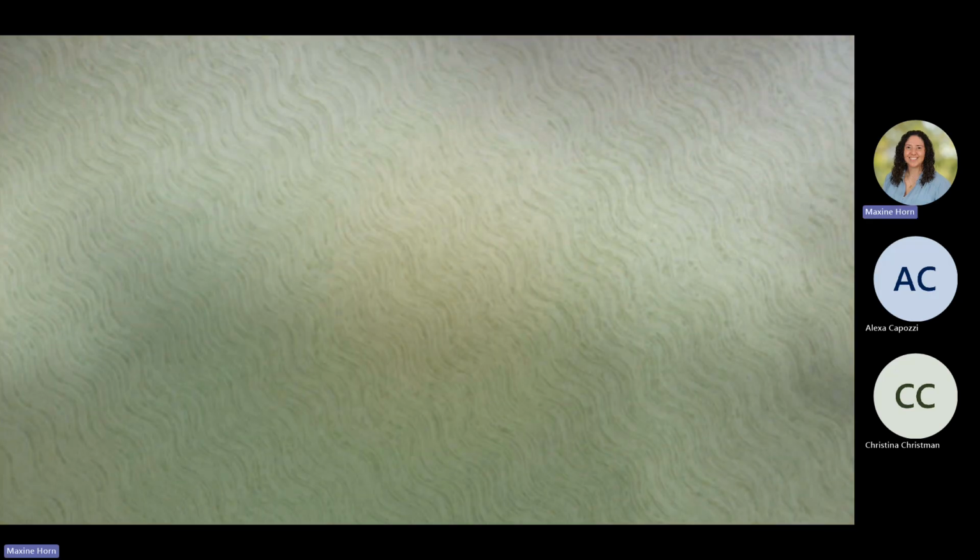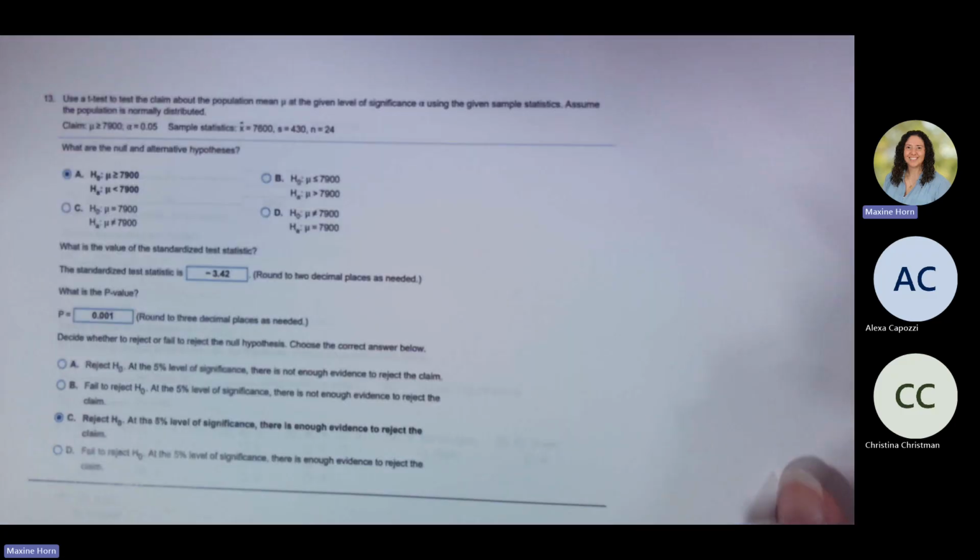Okay, so that was a warm up, because now they want us to do a full problem with t-tests. Use a t-test to test, so they're reminding you, hey, this one's a t-test, not a z-test, to test the claim about population mean, mu, at the given level of significance alpha, using the given sample statistics. Assume the population is normally distributed.